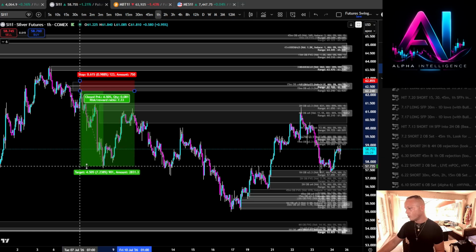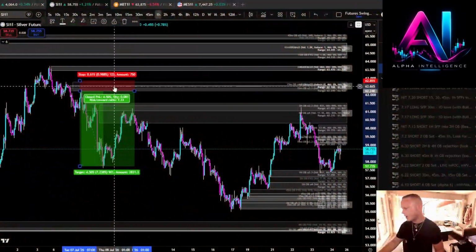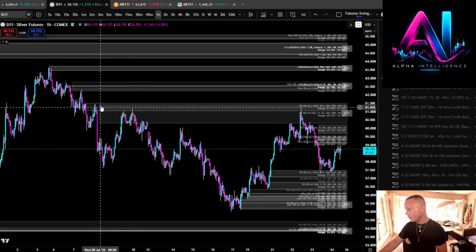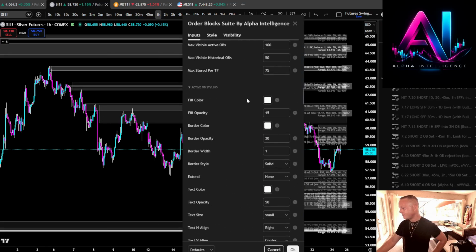That risk to reward would have been 7x, meaning you could have lost your first 6 trades and won your 7th trade, having like a 15% win rate, and you're still profitable. That's how powerful this system is, okay? So let me show you how we would have known, okay? Because this is how you can backtest order blocks. We don't hide anything from you.